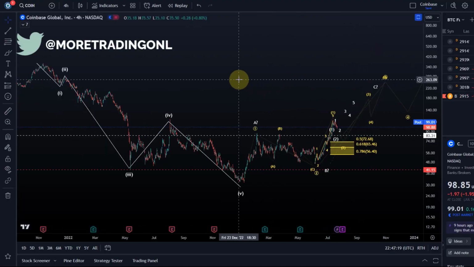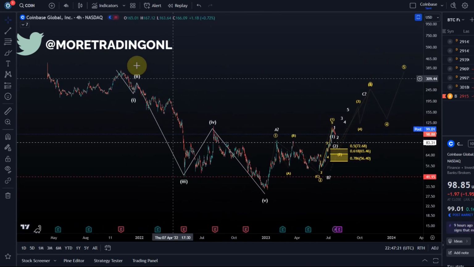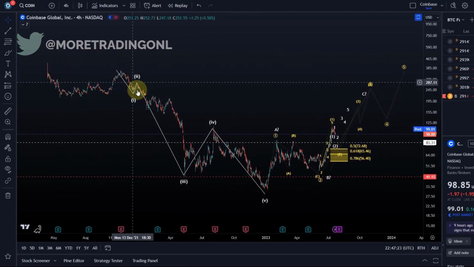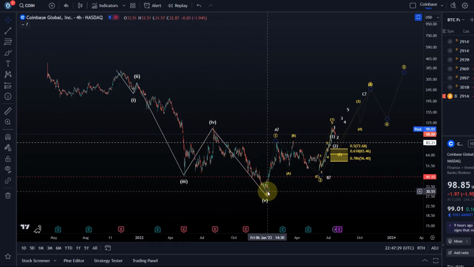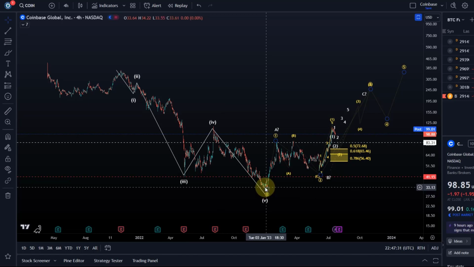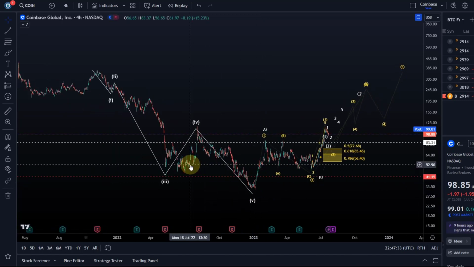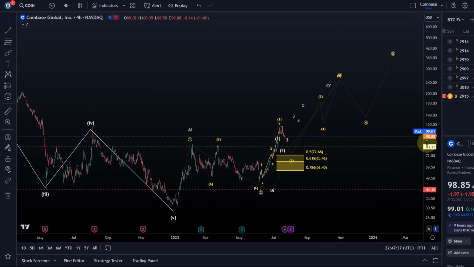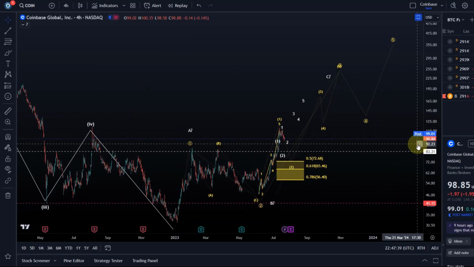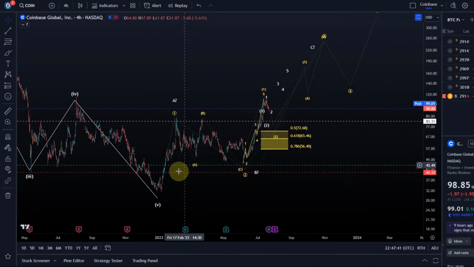I think it's time for a bit of an update on the Coinbase chart. Quick update here. We had this 5-wave move down, or you can count that in different ways. It doesn't really matter so much, this move down into January 23, because it was an all-time low. So it can be counted as a 5-wave move. That means the move to the upside here can be interpreted in different ways.